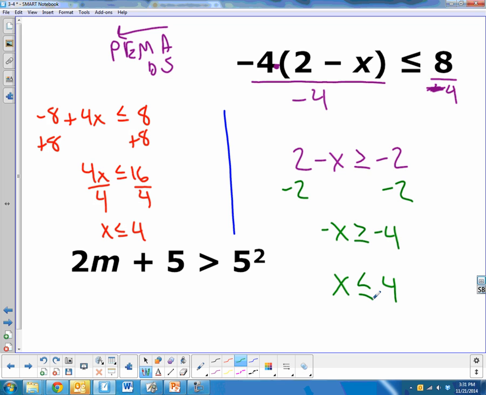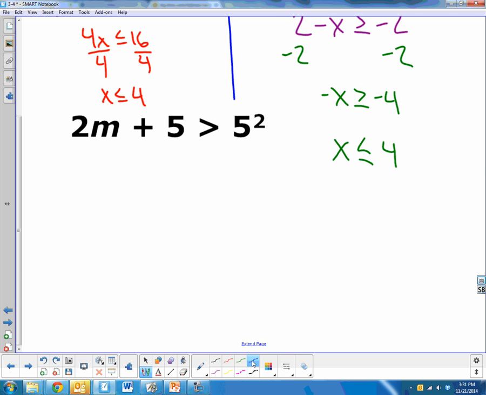Two ways to do it. Both are correct. Both are wonderfully perfect. If you want to do either one, as long as you're communicating and showing your work, I am all for it. Let's check the next one.